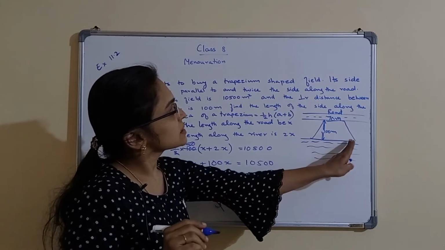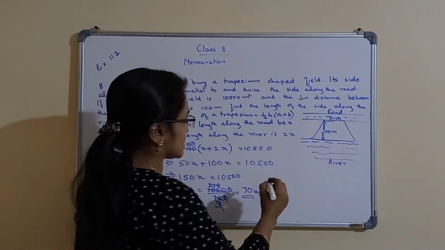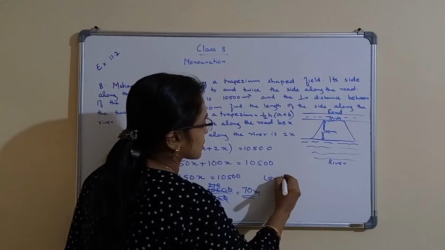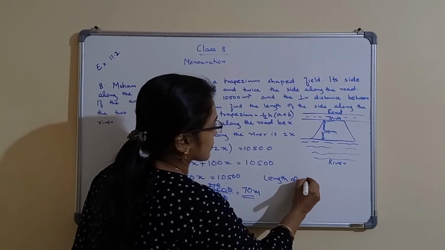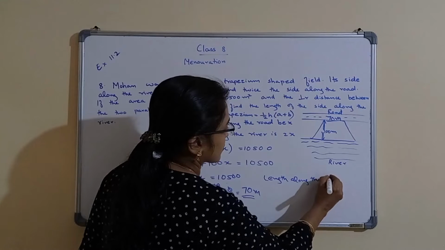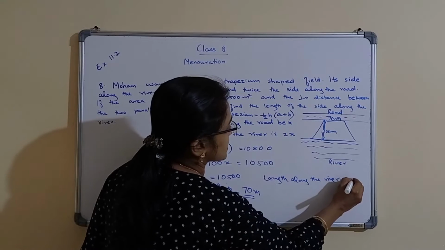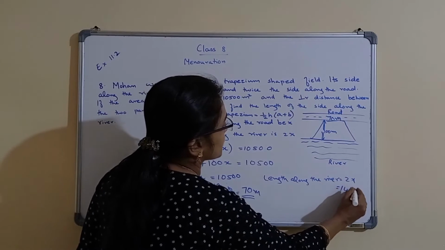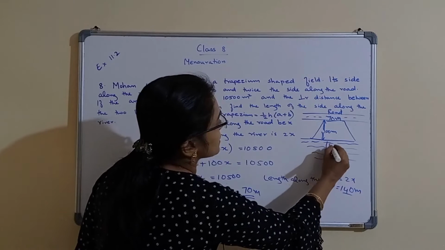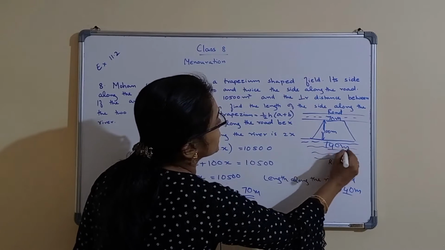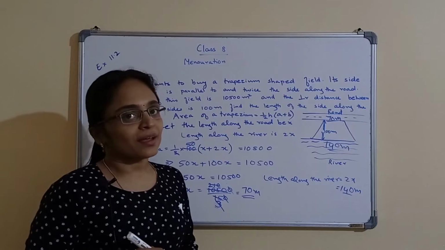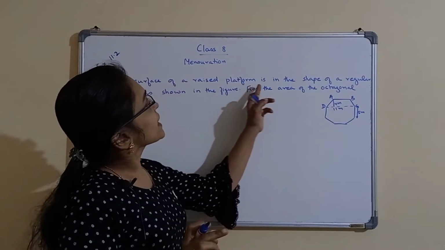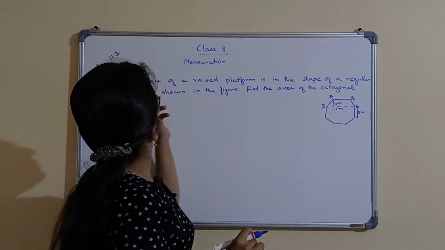So what is this length? It is 2x. So this length along the river is equal to 2x, which is 2 into 70, that is 140 meter. So this length is 140 meter. Okay, understood?